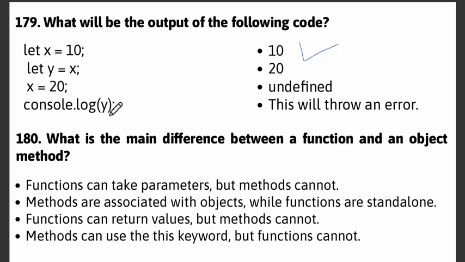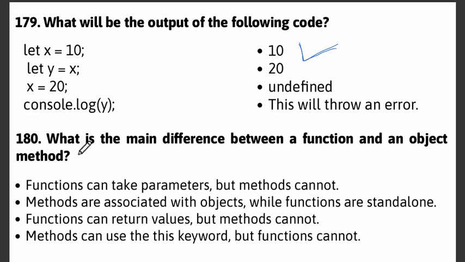10 will be the value of y. Why? Because y has been assigned the value of x which was initially set to 10. So 10 is the correct answer. 20 has been set after y was assigned x, so it won't show us 20 as the output. 10 is the correct answer.